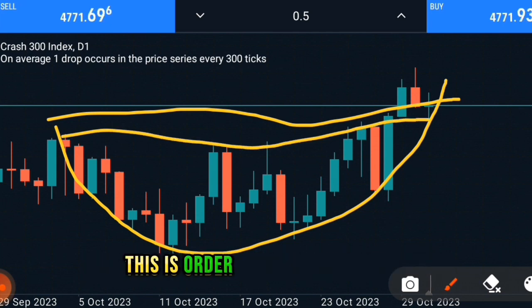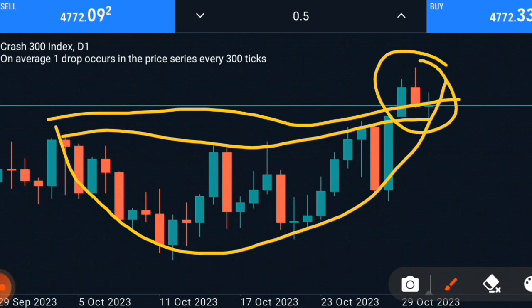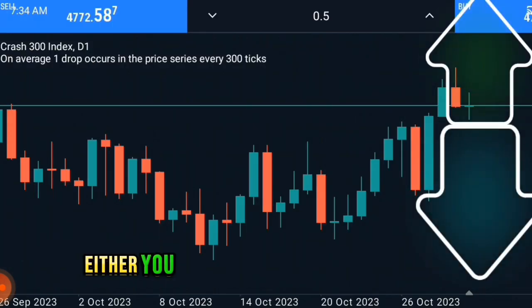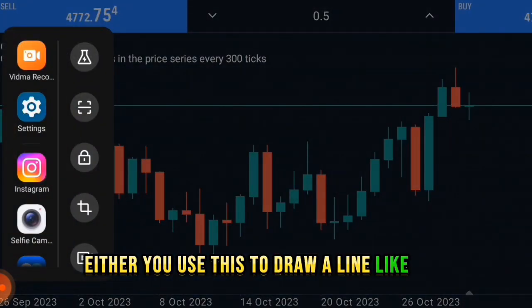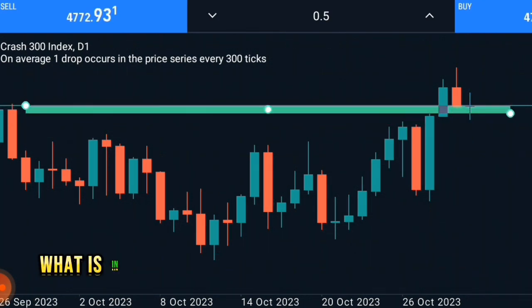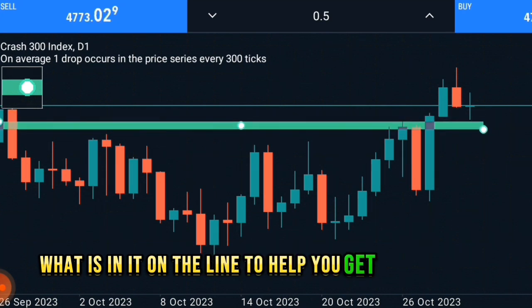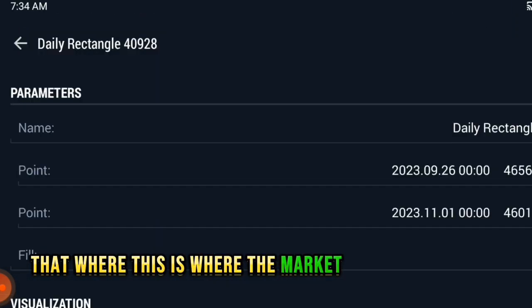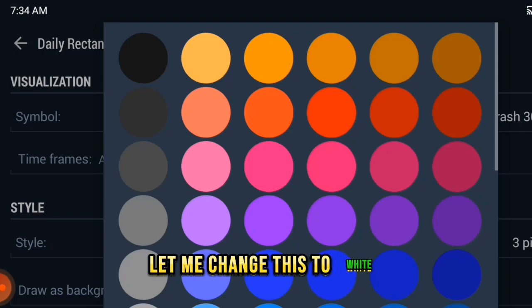This is the resistance zone here. So actually this is consolidating, but when it's consolidating, there is a move here, and this candle has just crossed the previous line. So now that this candle has crossed the previous line, one of the best things you need to do is to draw a line like this. What is the need of the line? To help you get all the zones where the market was having a move. Let me change this to white.